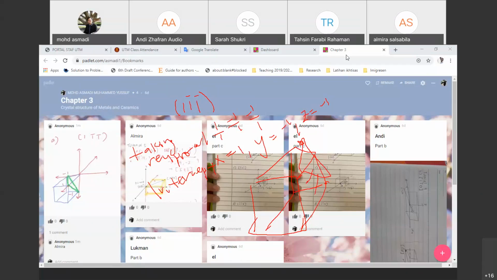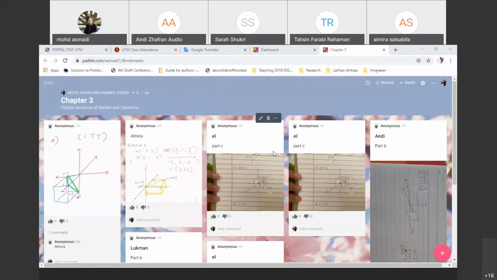Anyone for B and C? 1, -2, -1, as well as 3, 0, -2. How about other students? Anyone? Doctor, can I see the question? Oh, the questions. Okay.